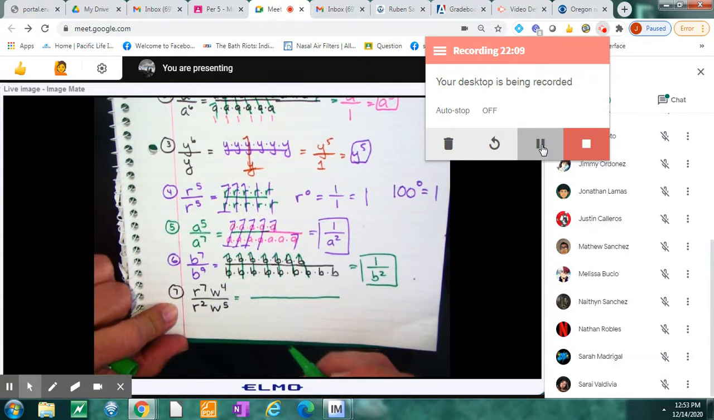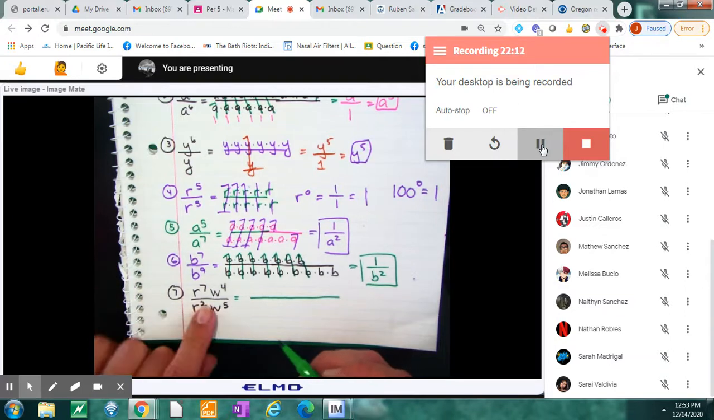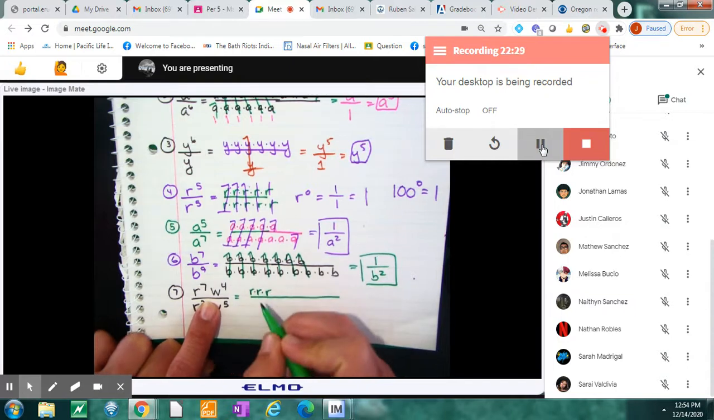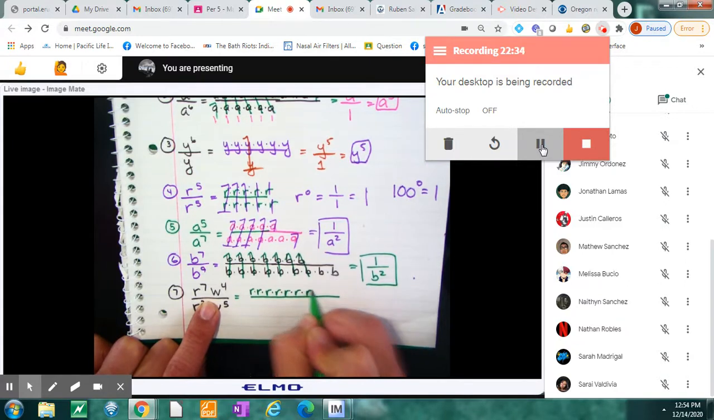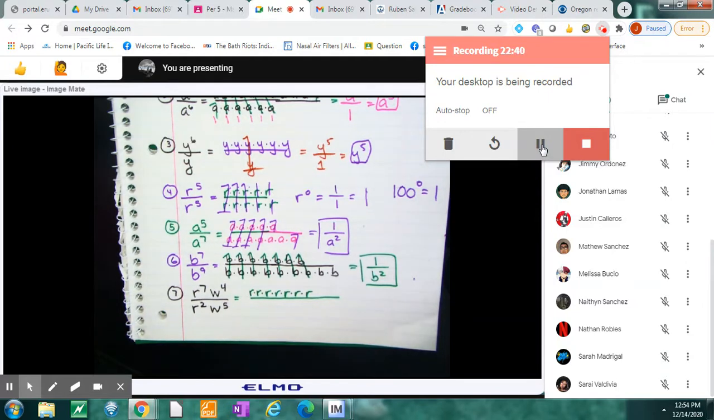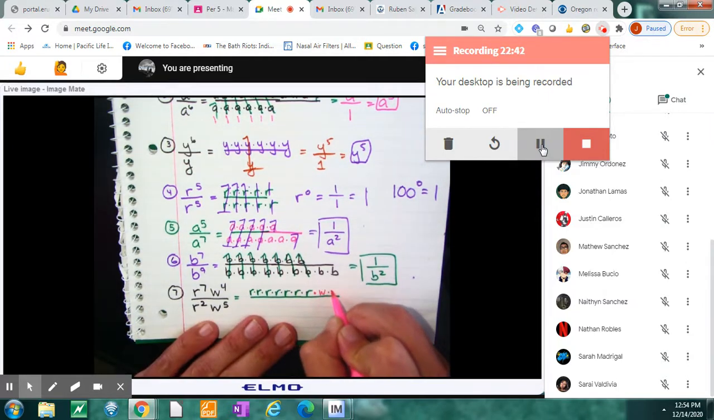Justin Calleros, how many R's? R to the 7th, how many are we writing? No, he's not there? Okay. Daniel, thank you, Daniel. R to the 7th, so go ahead and write it up. R, 1, 2, 3. Remember, we're multiplying. 3, 4, 5, 6, 7. How about Daniel? How many W's? 4. Very good. And we're multiplying. 1, 2, 3, 4. Okay.